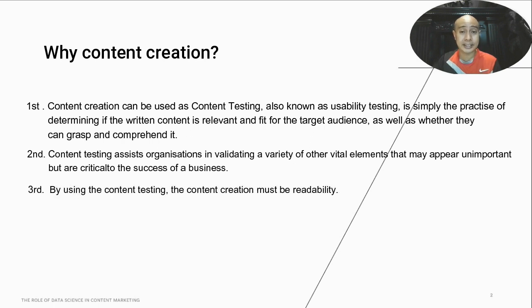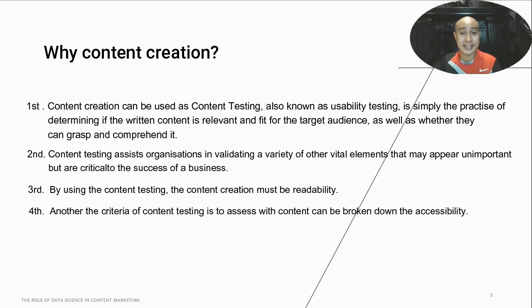Third, by using content testing, the content must have readability. The content must be straightforward, and if people come to the conclusion of the phrase and have to read it again and again to grasp it, the content quality should be upgraded. Next, another criterion of content testing is to assess accessibility. Accessibility refers to whether or not the product is usable by as many individuals as feasible.